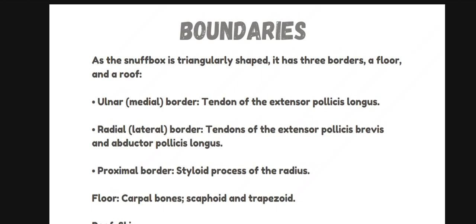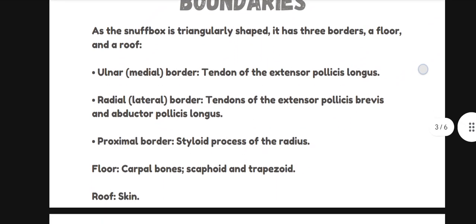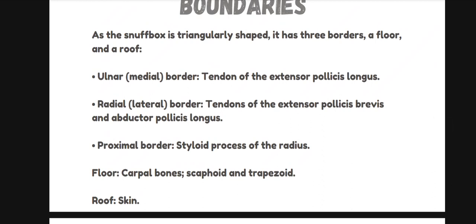So, in case of medial border, there is one tendon, that is the tendon of extensor pollicis longus, and in the lateral border, there is the tendon of extensor pollicis brevis and abductor pollicis longus. And in the proximal border, there is styloid process of the radius. And in the floor, there is presence of carpal bones such as scaphoid and trapezoid. Then roof. In case of roof, there is skin.